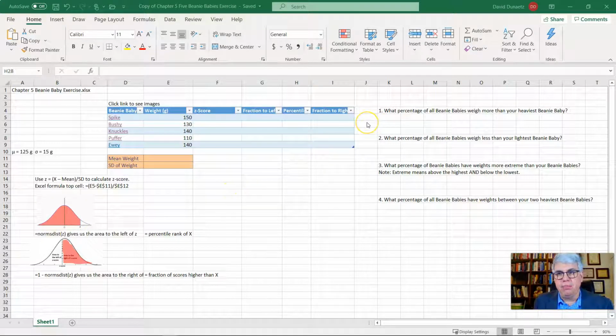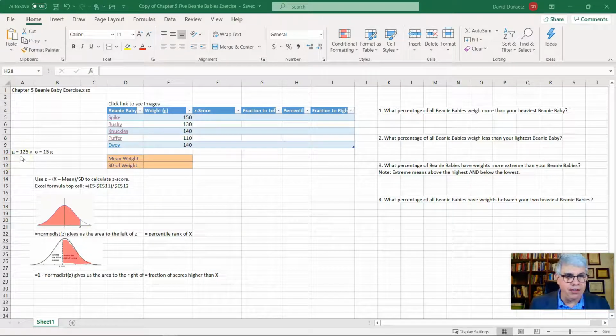What percentage of all Beanie Babies weigh more than your heaviest Beanie Baby? So that means Spike, and we want to know what percentage of all Beanie Babies in the world weigh more than Spike. Now, Spike's the heaviest of our 5, but if we were to look at all Beanie Babies in the world, we can answer this question. Now, to know this, we need to know what the distribution is of the weight of Beanie Babies, and that happens to be given over here.